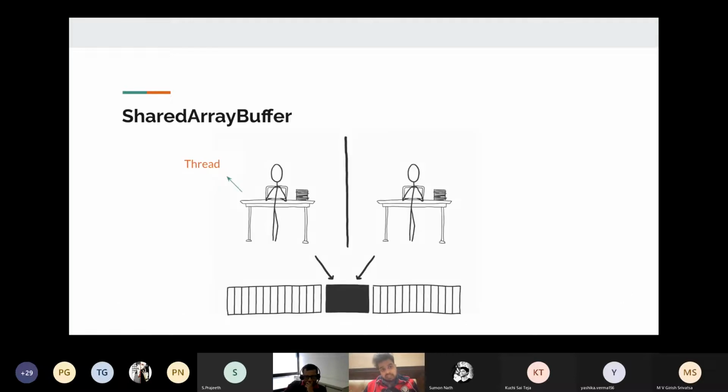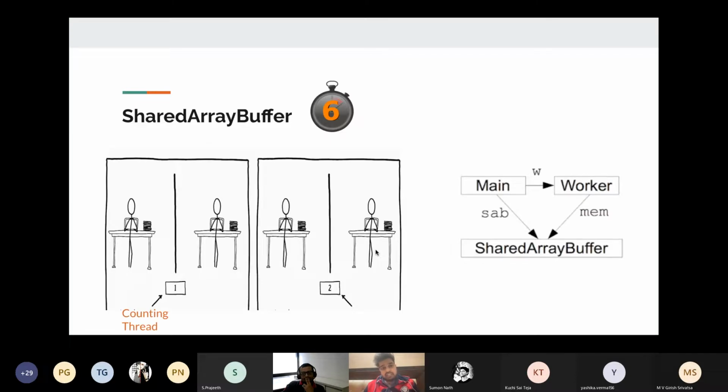Another one they have mentioned is a shared array buffer. A shared array buffer is common shared memory in JavaScript which is shared between two threads. How we are using it is just like a stopwatch. You run a separate thread whose function is just to increment the counter in a shared memory buffer. This counting thread keeps incrementing the counter in the background, and whenever the main worker wants to read the value, it can directly read from the shared array buffer. So this is just like a stopwatch.